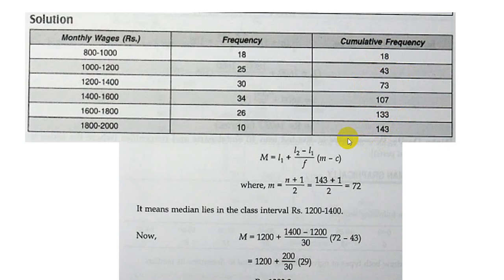Now the next task is to find out the median class. For median class, as I said, just find this number (n plus 1) by 2, where n represents the total number of frequencies. The sum of these frequencies is 143. So 143 plus 1 divided by 2 becomes 72. Now find out what is the less than wages of 72 workers.